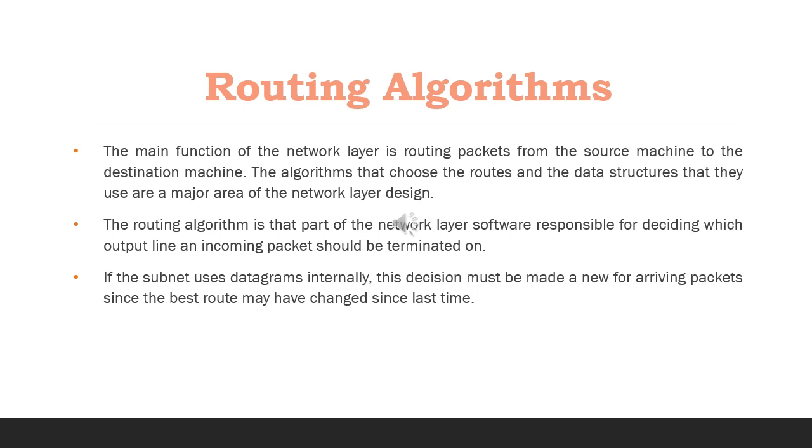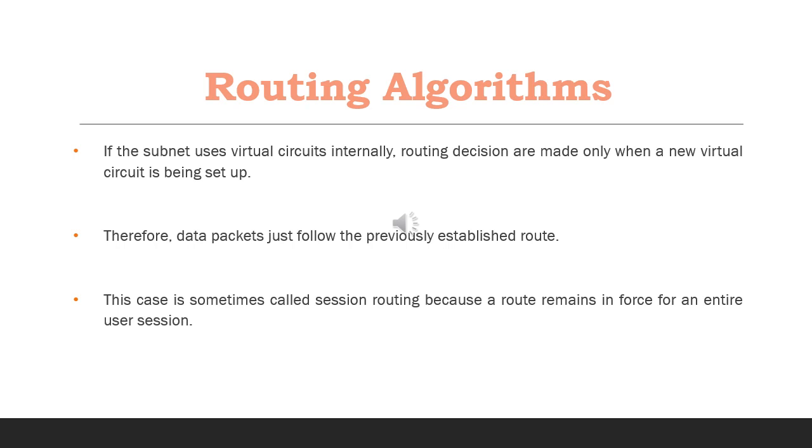If the subnet uses datagrams internally, this decision must be made anew for every arriving packet since the best route may have changed since last time. If the subnet uses virtual circuits internally, routing decisions are made only when a new virtual circuit is being set up. Therefore, data packets just follow the previously established routes. This case is sometimes called session routing because a route remains in force for an entire user session.